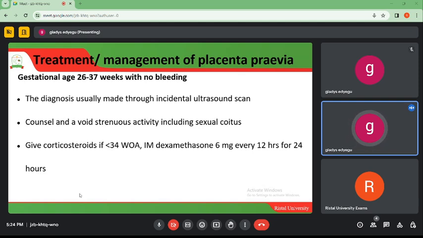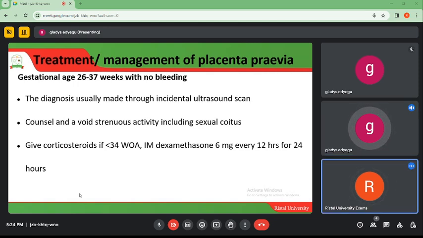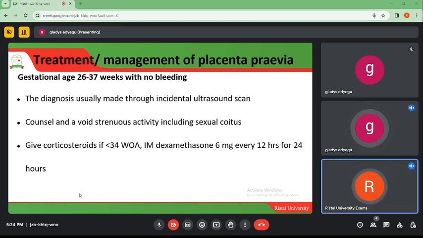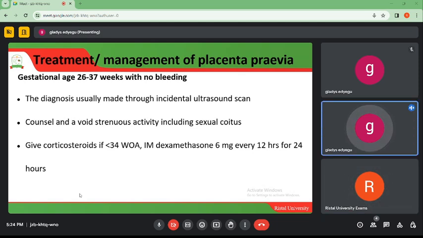So you can also give corticosteroids if less than 34 weeks of amenorrhea, in case you see this mother is at risk of starting to bleed and you feel like you should deliver this baby, though the mother is not bleeding, but you see other risks or danger, then you have to deliver. So you have to give her at least corticosteroids if it is below 34 weeks of amenorrhea.